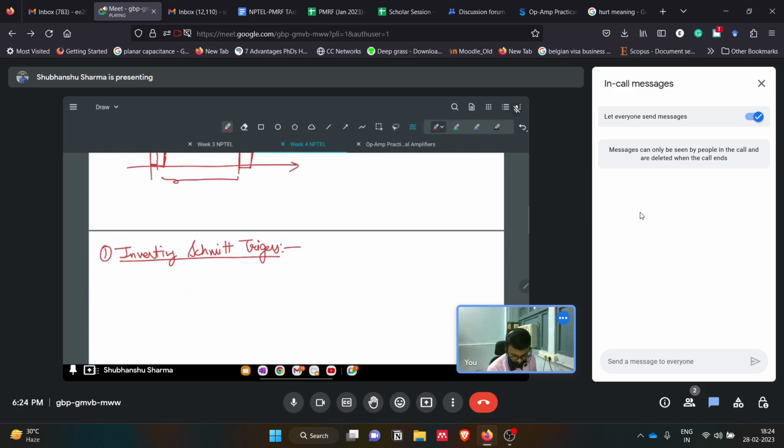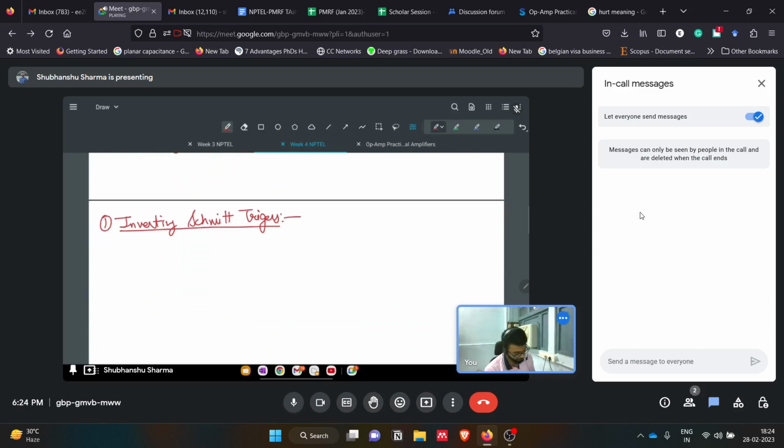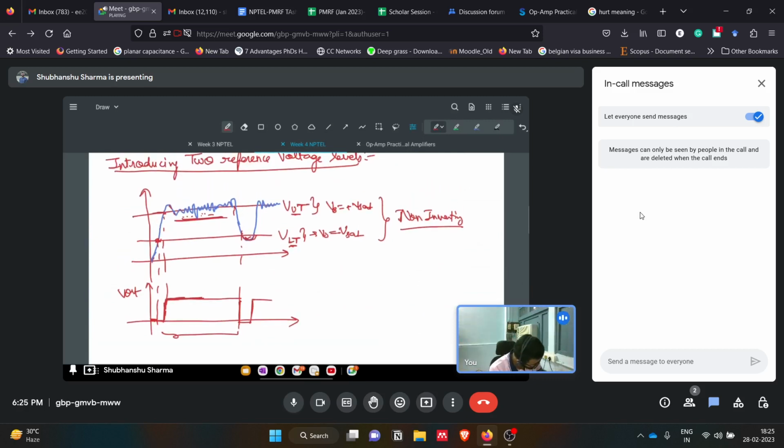So how will it look? By the way, I forgot to tell you one thing. This band which you see here, we call the noise band, because if the signal is between the thresholds, there will be no change of output. Only once it crosses the upper threshold or lower threshold will there be a change. So if we increase this band, then we can be more immune to noises.